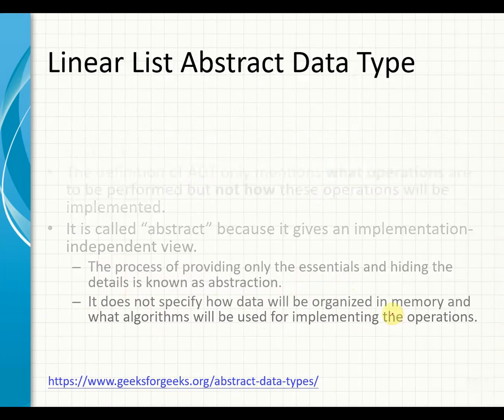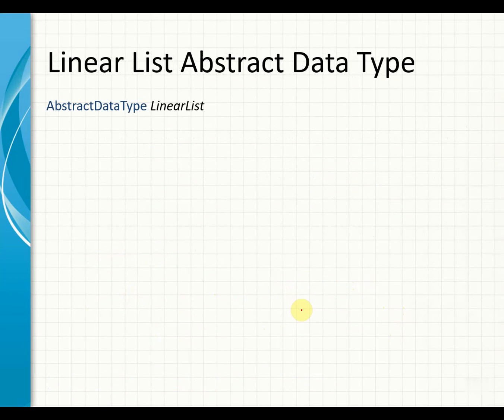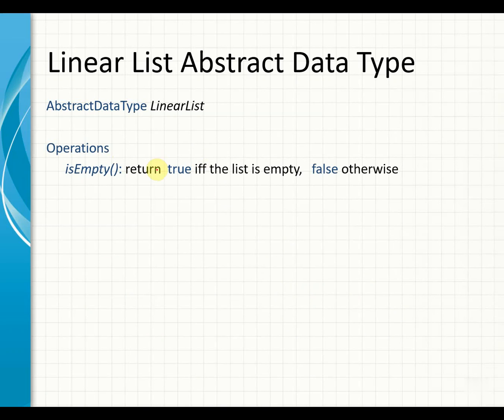So let's see our example, the LinearList abstract data type. When we call a class LinearList, we have some requirements that have to be implemented. They include the following operations. isEmpty returns true if and only if the list is empty, and false if it is not. The second one is size. It returns the number of elements in the list.